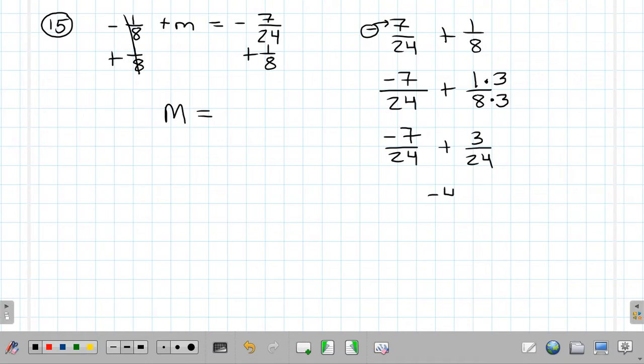That's negative 4/24. But here we run into a little problem. We can actually simplify that, but we have a negative over positive, so it's going to be a negative. 4 goes into 4 one time. 4 goes into 24 6 times. So it should be negative 1/6.